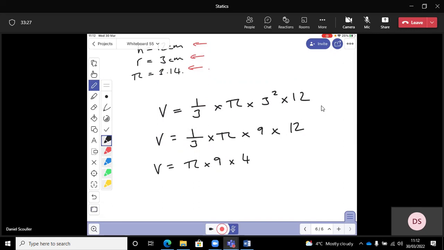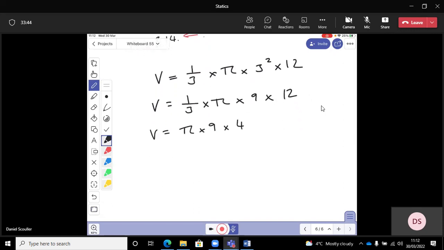Okay, we could have multiplied a third by 9 first and got 3. Okay, and then had pi times 3 times 12. So the order in which you do the multiples doesn't have to be what's laid out there.